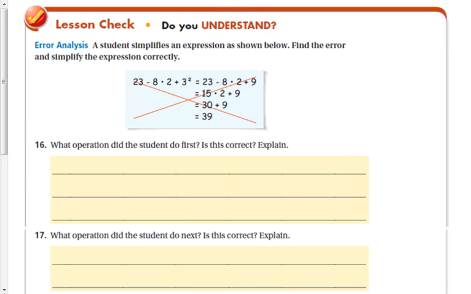All right, the last thing I'd like you to do is this lesson check. You're going to share your answers with the class, and it'll help me get an idea of how much you understand what we're doing.